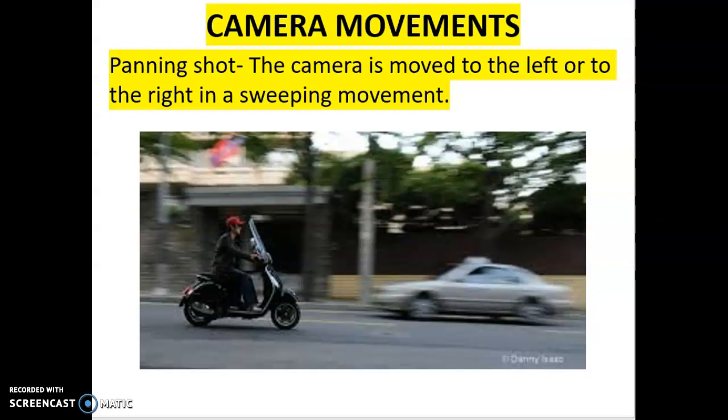And this shot that you're writing about is called a panning shot, when the camera is moved to the left or the right in a sweeping movement. So the camera sits on the tripod and the whole thing swings from the left to the right, or from the right to the left. So if you need to, pause my video now and write that in your books.